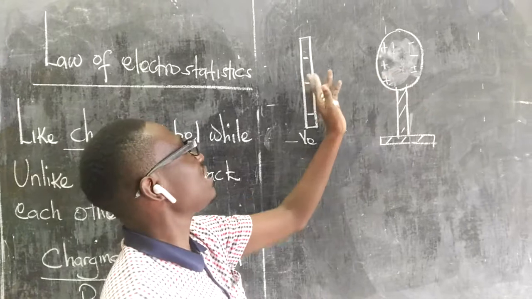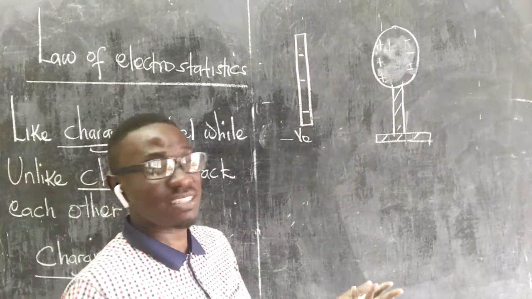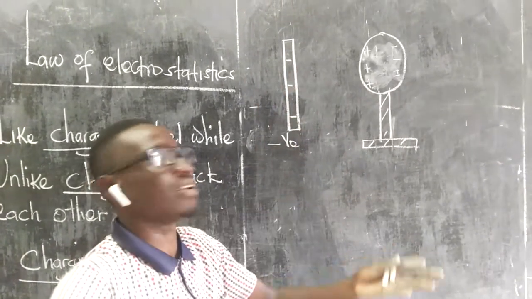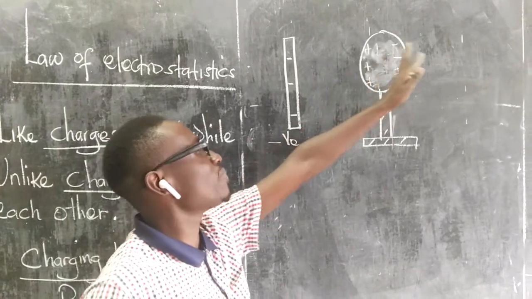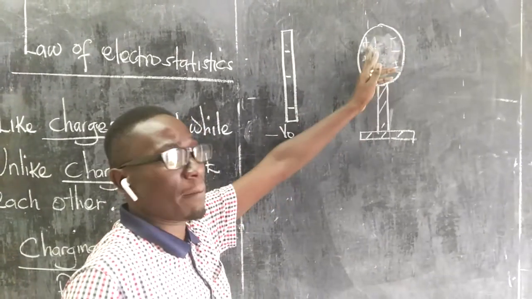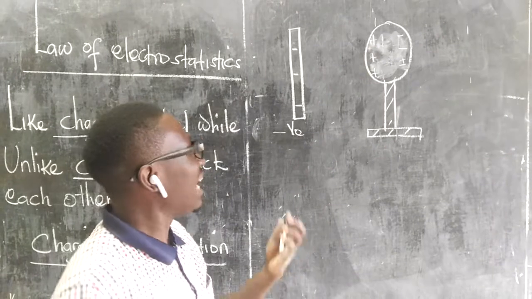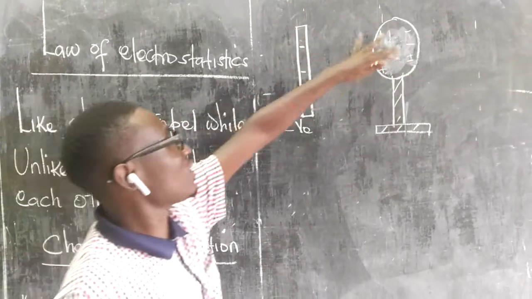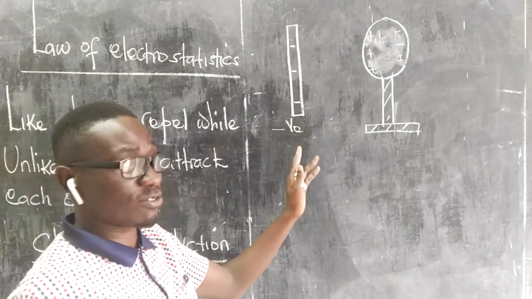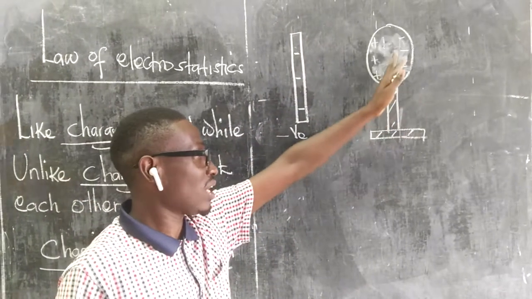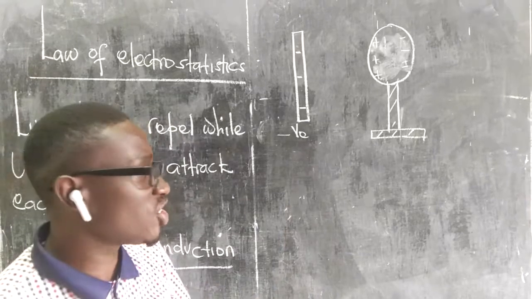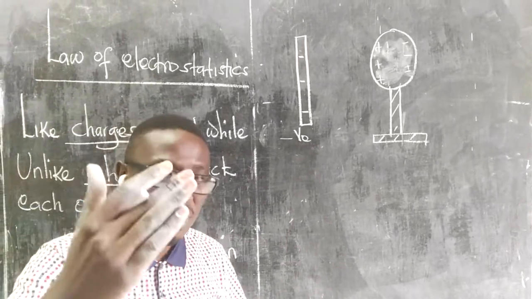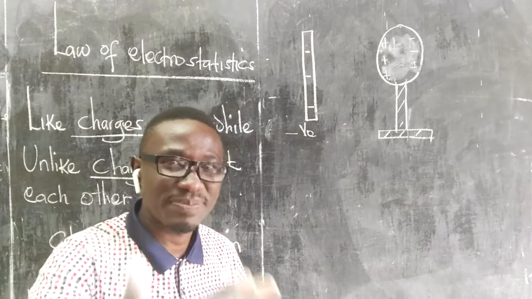Because they cannot be here. By the law of electrostatics, it is very clear that like charges repel each other. So these ones will be repelled far away, then these ones will be induced here. So meaning that this is exactly what happens when you bring a negative charge close to the uncharged metal sphere. Now let us look at what happens next.